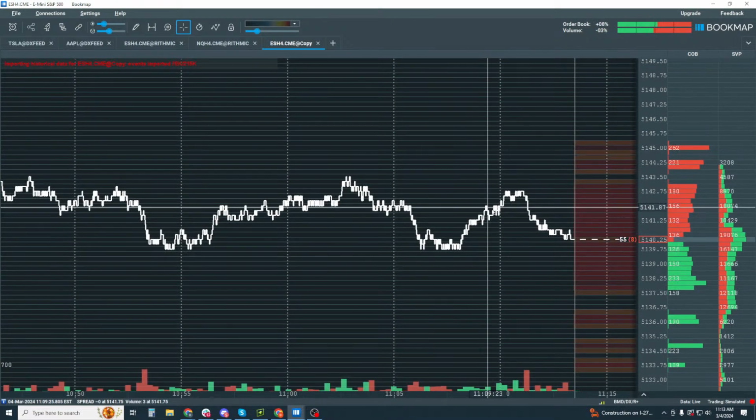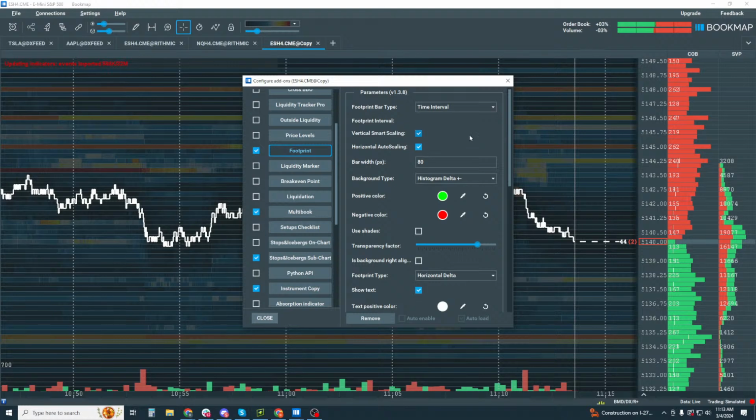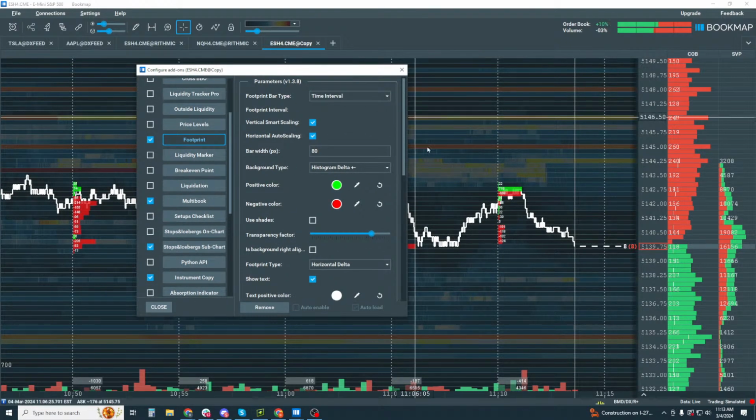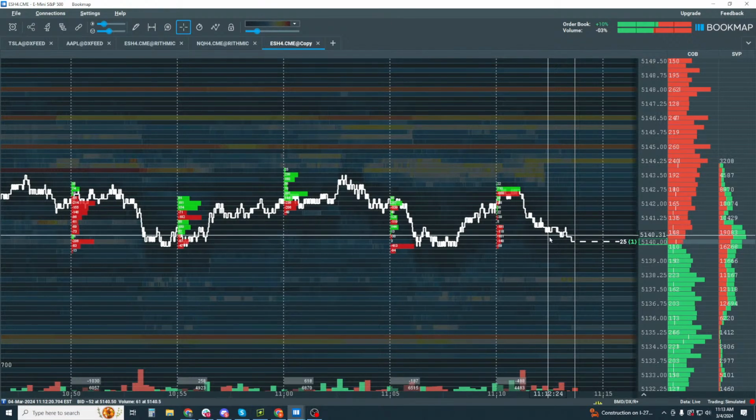And maybe you want to turn on your footprint here. Okay, you can do that. I think it's just doing that. Yeah, there we go. It's already configured. So you can look at it maybe this way.